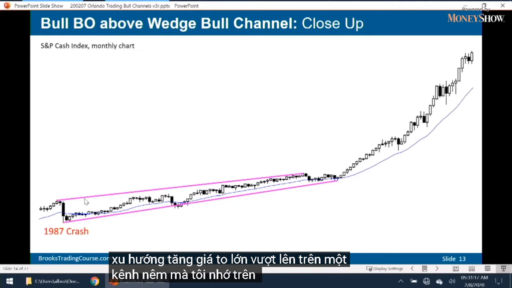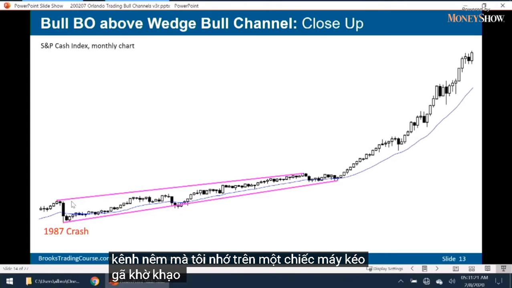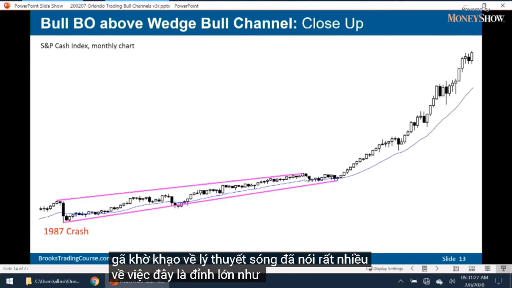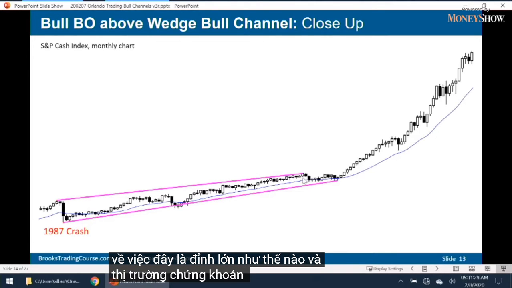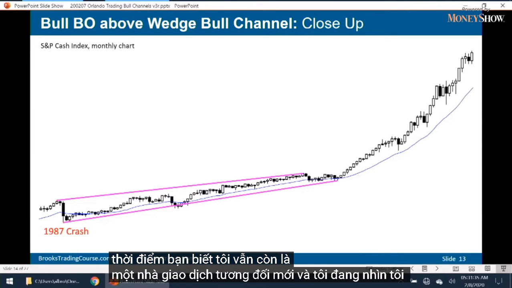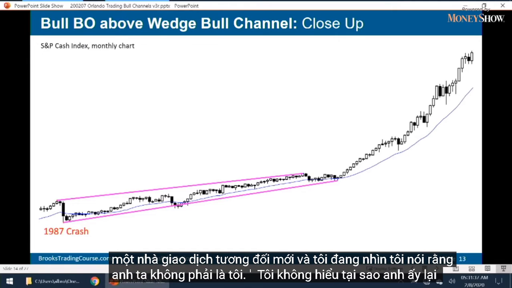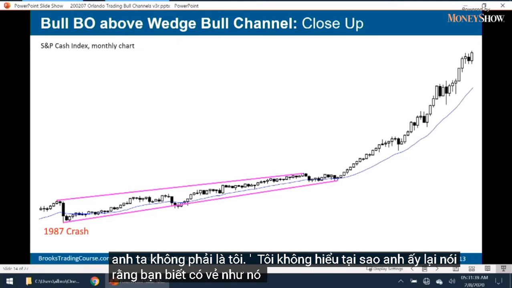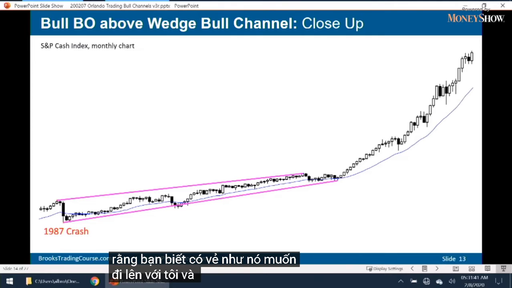I remember Prechter, the idiot wave theory guy, was talking a lot about how this is a major top and the stock market is going to lose 90%. And at the time, I was still a relatively new trader, and I'm looking at it and saying, I don't understand. Why is he saying that? It looks like it wants to go up to me. And it was an incredible rally.